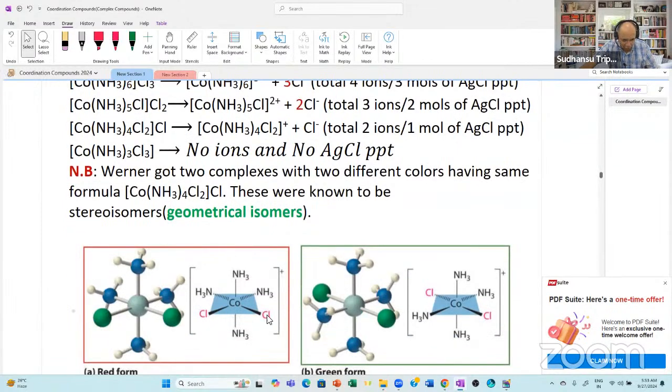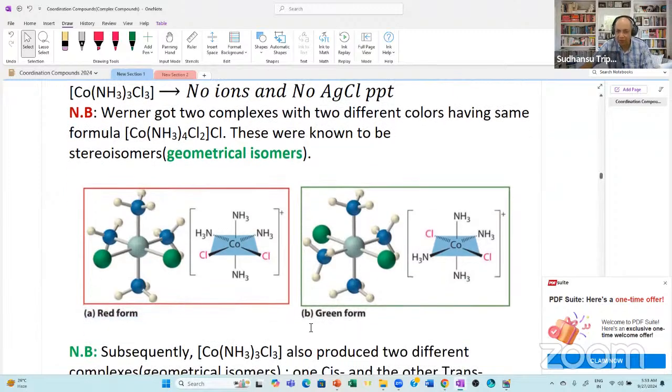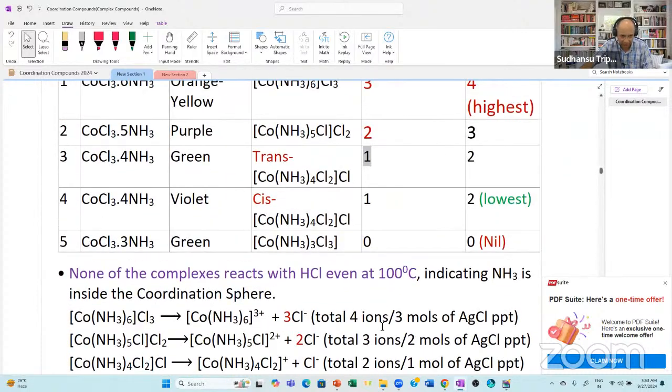This is close to each other. The two chloride ions, they're close to each other. You can put in these two places, or these two places, these two places, or these two places. We'll talk about that in detail in our isomerism program. But when they're opposite, these two or these two or these two, they will have trans form, and the colors are different. This is green and this is purple.